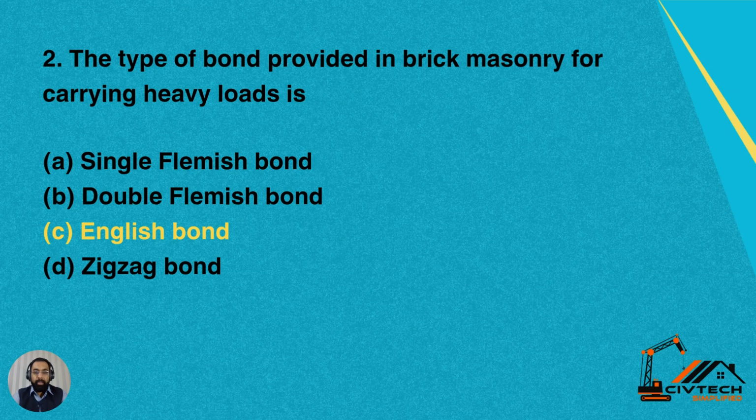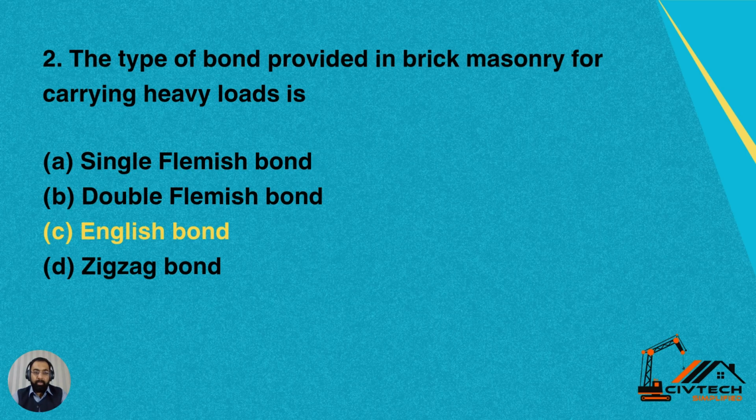Question number two: the type of bond provided in brick masonry for carrying heavy load is. There are various bond types. We will be discussing them in the following slides. After a few slides, we will discuss the bonds and their types with pictures, and I will explain them with the help of pictures so that you have accurate and exact knowledge of the bond types, because these are common questions we come across in various exams. These are related to bond types and their specifications.